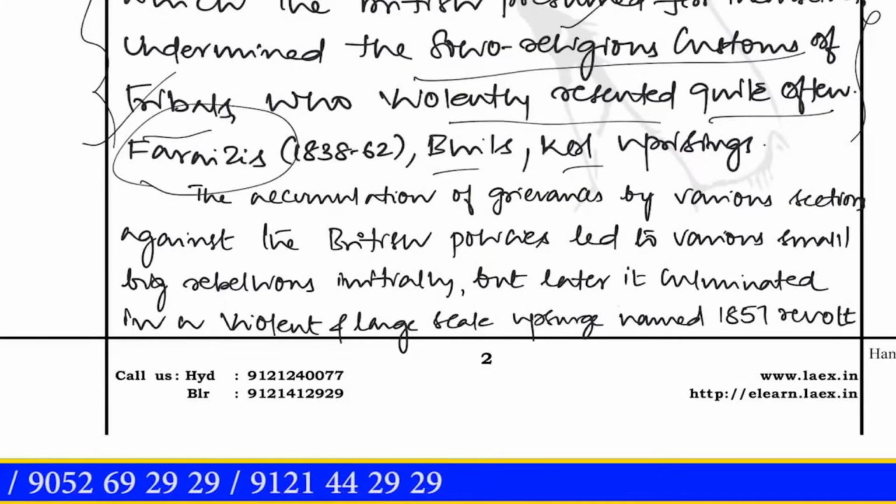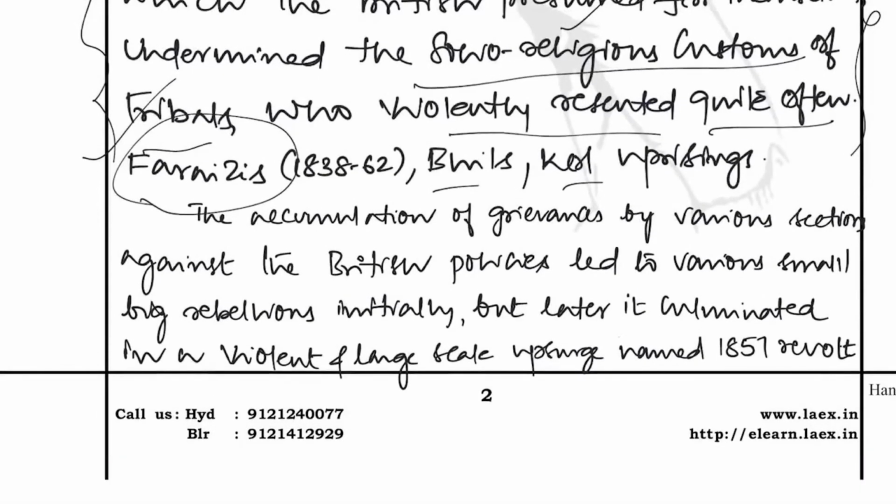Okay, we will look into the conclusion. The accumulation of grievances by various sections against the British policies led to various small and big rebellions initially, but later it culminated in a violent and large-scale upsurge named 1857 revolt. It looks like it is a comprehension of what is understood, what the content is written. Of course, you can improve on it, but okay, it is a simple conclusion. Okay, and we are done with our first question discussion.